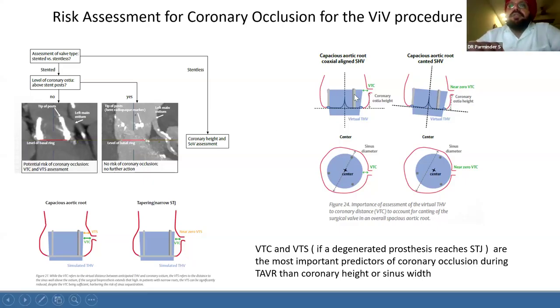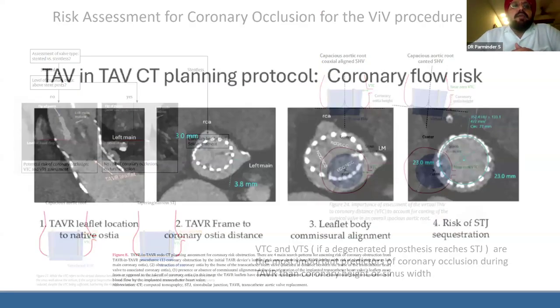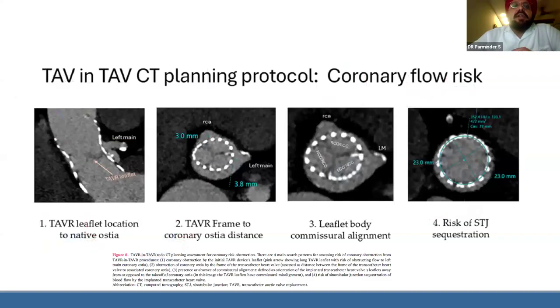Sometimes, even if the root is capacious, if your surgical valve or the degenerated valve is canted, tilted at the time of the initial CT, then even a capacious sinus may have issues, may have a smaller VTC, near zero VTC, and may land up with coronary occlusion. So this is again important. If your prosthesis is tilted, you have to be careful. Then TAV-in-TAV CT is another which, I think, volume will increase in the coming years. We need to be careful about the leaflet location in comparison to the native ostia. What is the distance VTC from the TAV frame?